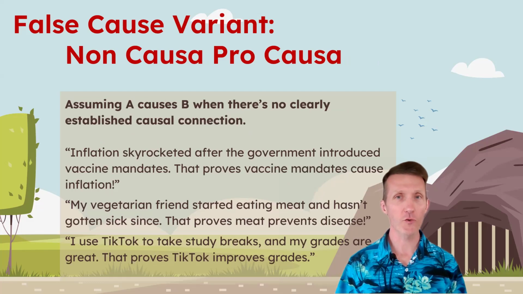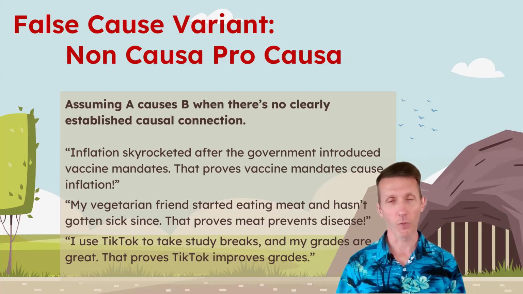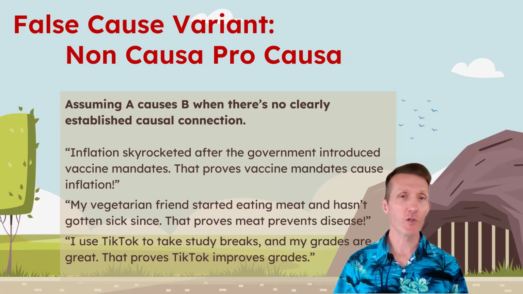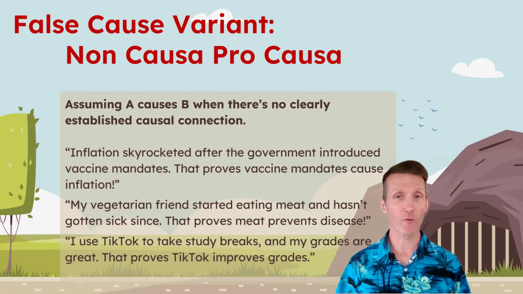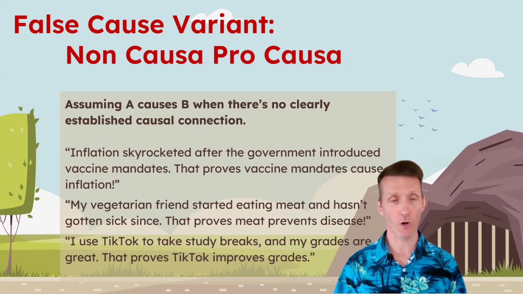And similar, non causa pro causa. This is assuming that A causes B when there's no clearly established causal connection. It's very similar to post hoc ergo propter hoc, but the timing isn't necessarily the same. For example, inflation rocketed after the government introduced vaccine mandates. That proves vaccine mandates cause inflation.